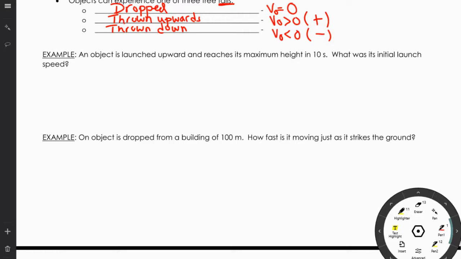The difference too is that our final velocity will always be negative, because if the problem talks about the object striking the ground, VF will always be a non-zero number, since it's striking the ground going down.